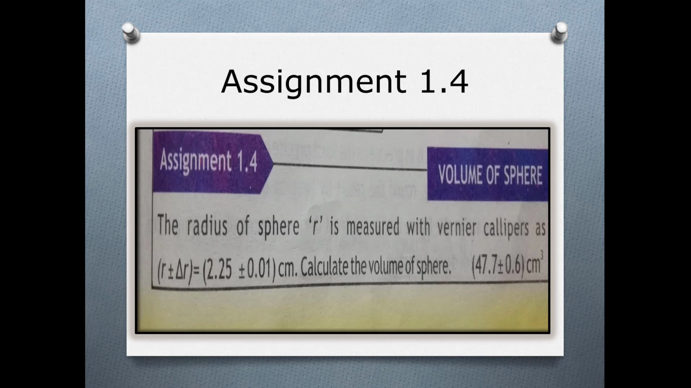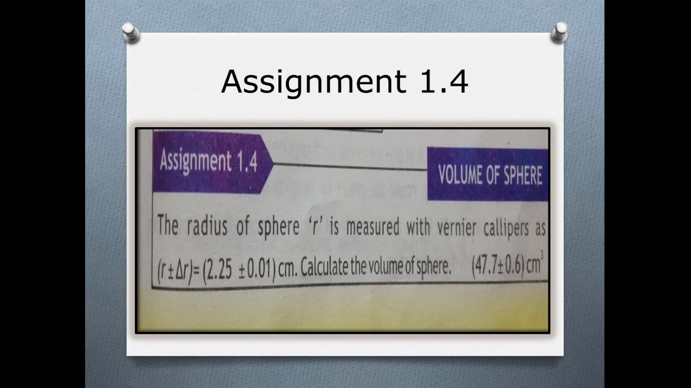Assignment 1.4: the radius of a sphere r is measured with vernier calipers as r plus minus delta r, which is equal to 2.25 plus minus 0.01 centimeter. Calculate the volume of the sphere. We know the formula for volume is 4 by 3 pi r cube. 4 by 3 pi is constant, the value of r is given, and its uncertainty is given.